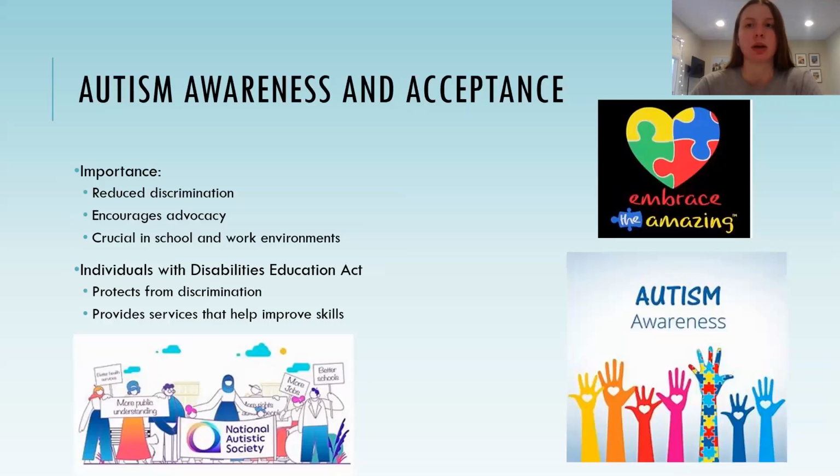As research on autism spectrum disorder increases and expands, it's important for awareness and education to be spread. Being educated and aware about autism is important in society because it will reduce discrimination and encourage advocacy for those with ASD. Autism awareness and acceptance is especially important in school and work environments to ensure a support system for children and adults with ASD. The Individuals with Disabilities Education Act protects children with autism from discrimination in the school system and provides services required to help improve their skills.